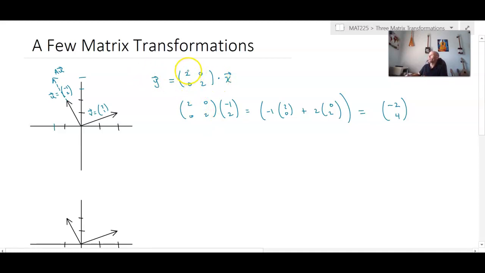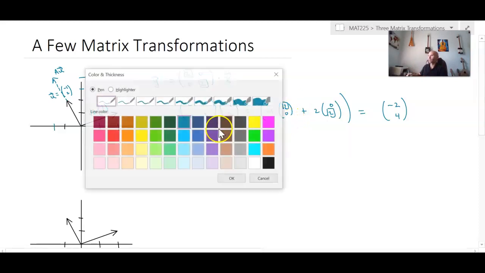I'll point out here that this component, this 2, doubles the x length, and this component right here doubles the y length. The -1 and 2 can be thought of as the x and the y of our previous vector. The x component is getting doubled, the y component is getting doubled. If we were to have something like 1, 0, 0, 2 here, then only the y component would get doubled, and that would cause the vector to change directions.